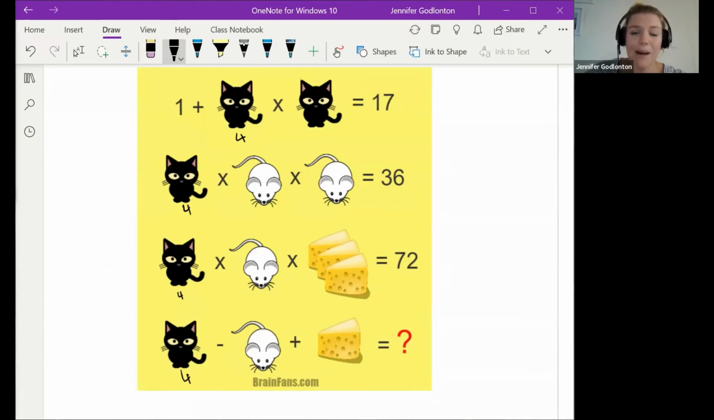So Yolanda's saying here the mouse is 3. The mouse has to be 3 because 4 times something has to give me 36. So that has to be 3 times 3, because 3 times 3 is 9 and 9 times 4 is 36. So we know now that that is 3.